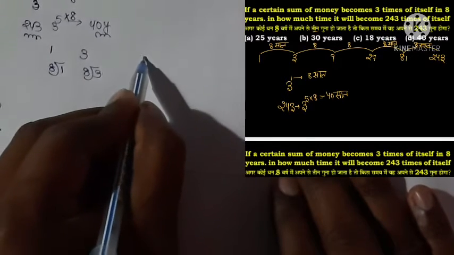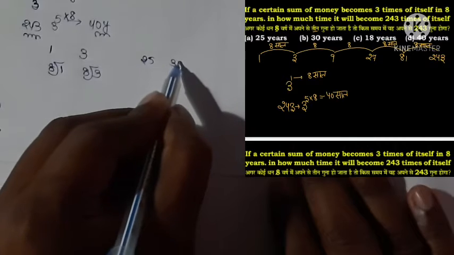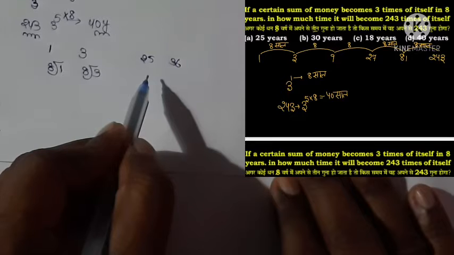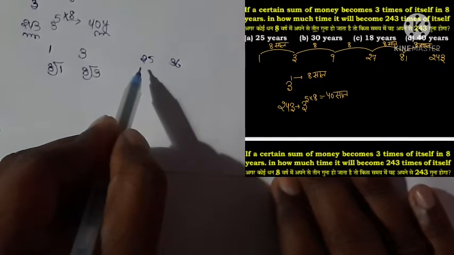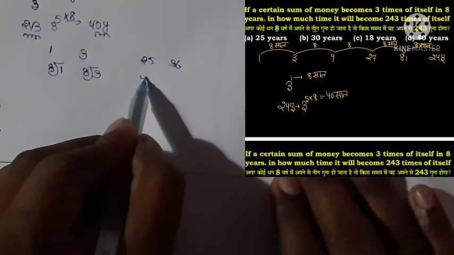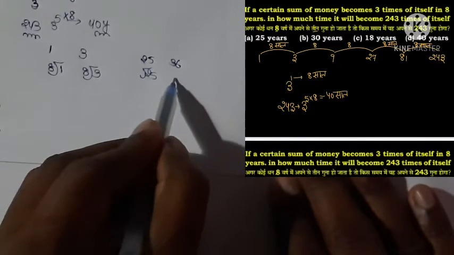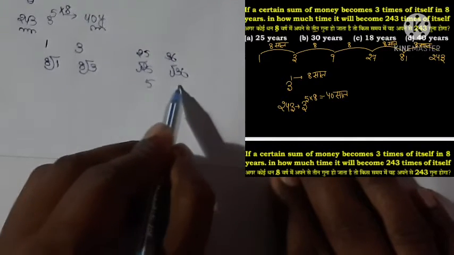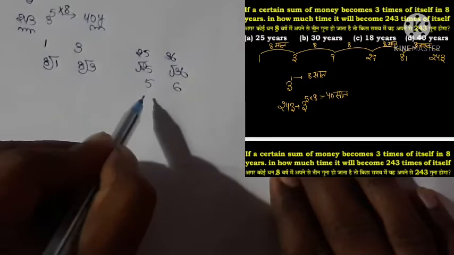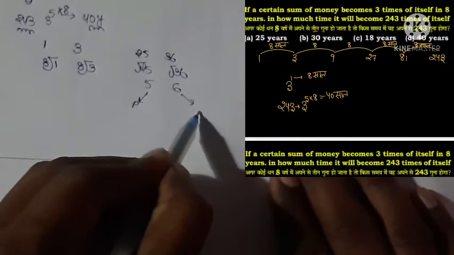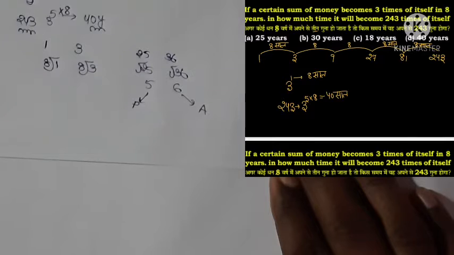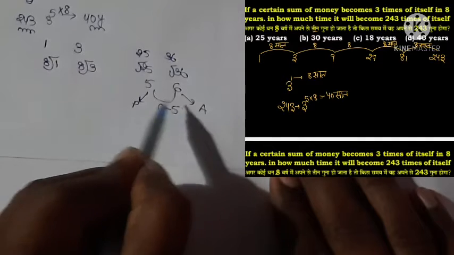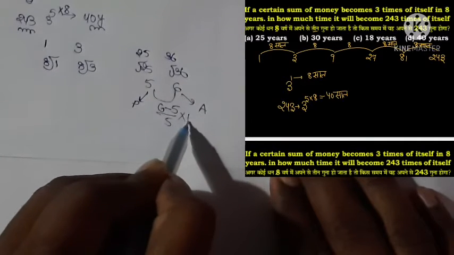So principal and amount are in the ratio of 25 and 36 after 2 years. Then find the rate of interest. For 1 year, they are in the ratio of square root of 25 and square root of 36. So these are in the ratio of 5 and 6. The principal is 5 and the amount is 6. So the rate of interest is (6 minus 5) by 5 into 100.